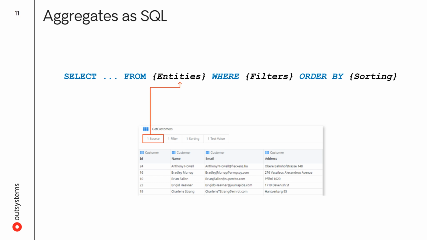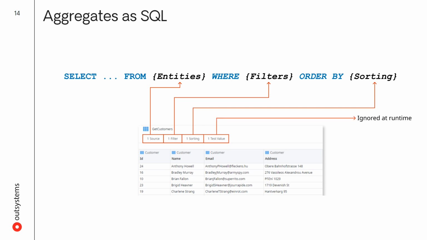Whatever is defined in the Sources tab will end up in the From clause, while filters end up being concatenated with AND to the Where clause. The sort criteria are translated to the order by clause by the order they are defined in the aggregate. Test values are ignored during compilation, since they are only used during development and have no effect at runtime.